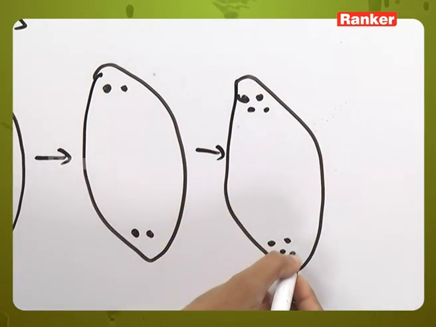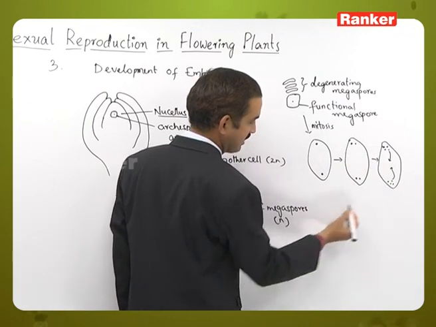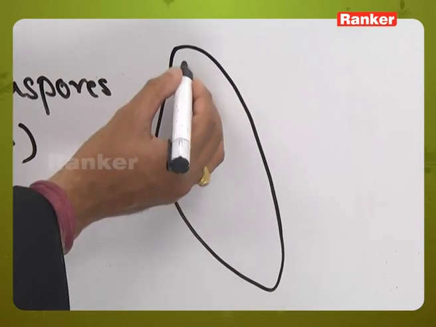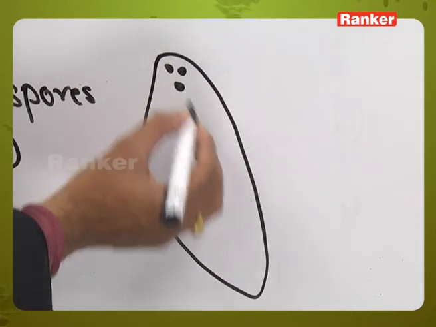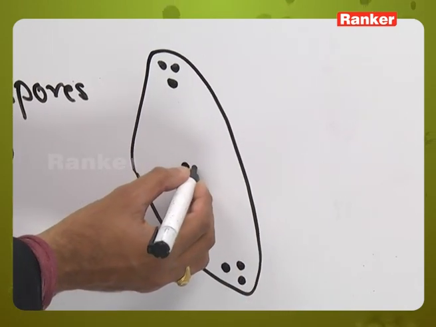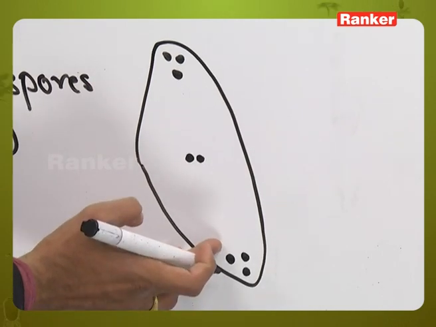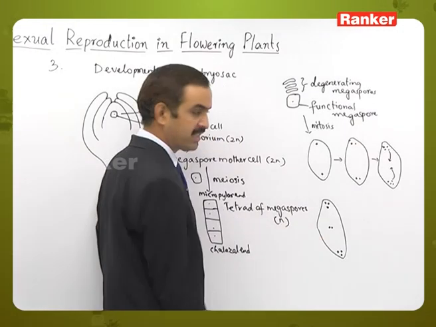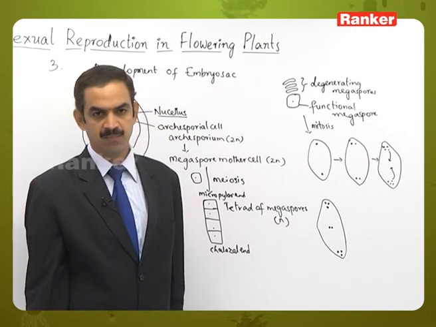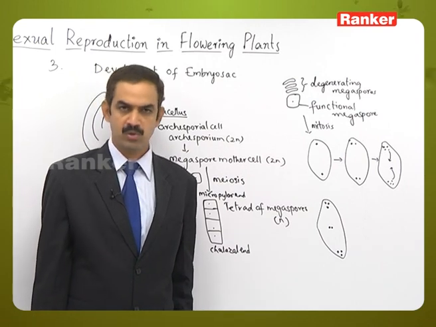In this 8-nucleated structure, one nucleus from the lower side will come to the center, and one from the upper side will come to the center. Three nuclei are present on the upper pole, three on the lower pole, and two in the center. The upper three are converted into the egg apparatus, the lower three are converted into antipodals, and the two central polar nuclei will be converted into the central cell. Likewise, an 8-nucleated and 7-celled structure is formed, called the embryo sac.